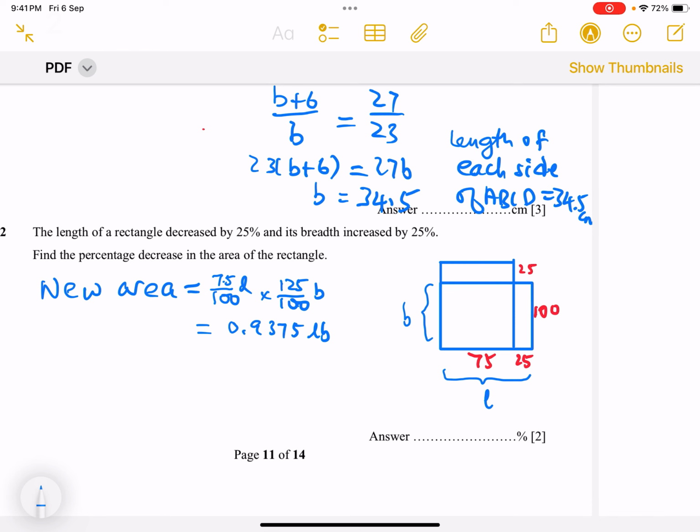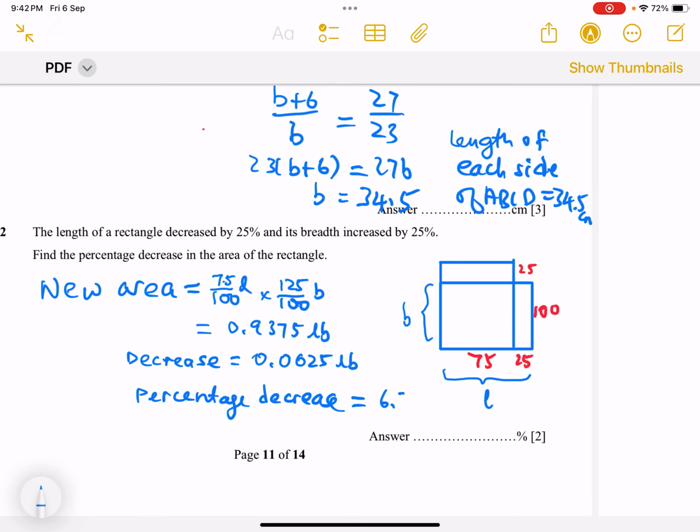So if we take 1 minus this, the decrease is actually 0.0625. There's the decrease, and the percentage decrease is 6.25%.